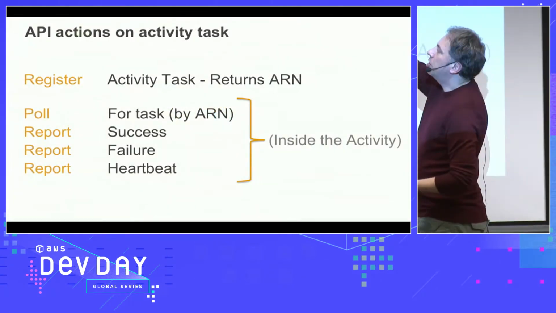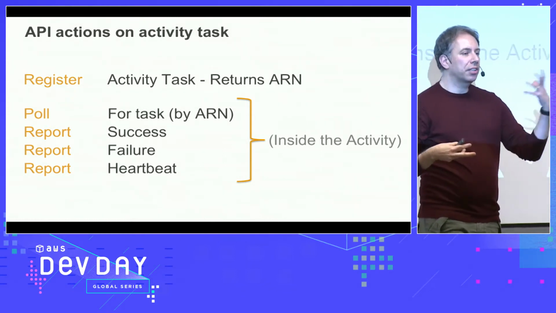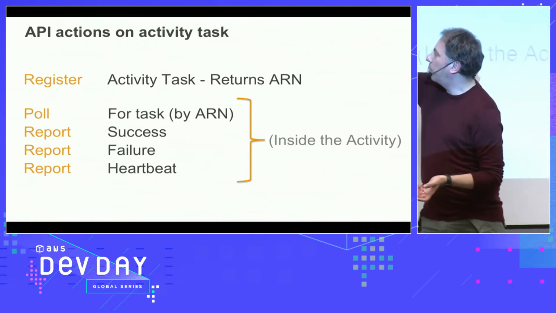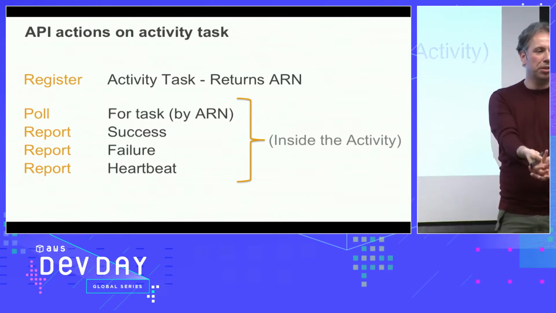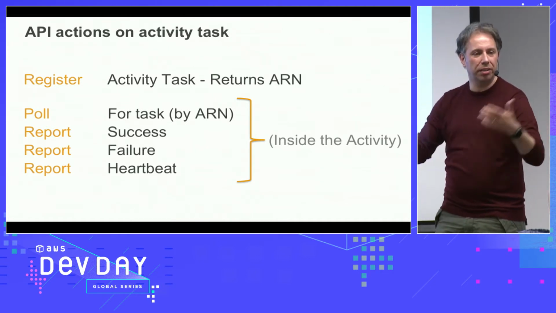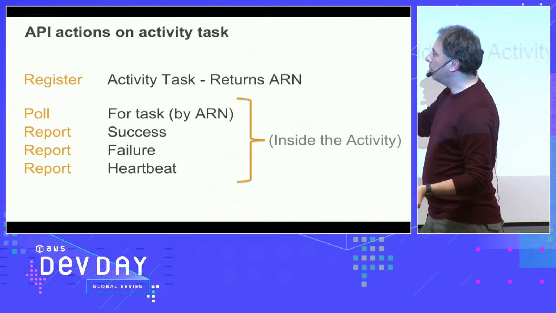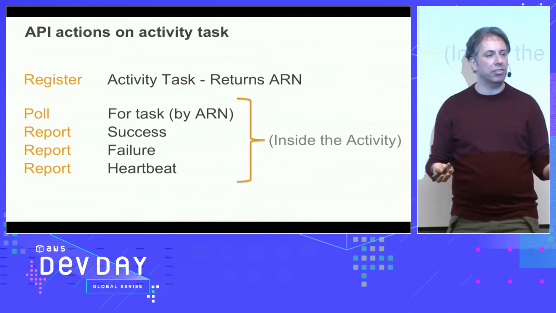So basically, you register and create the activity task. Then whenever the code of the activity is running, you just poll for a task. And if there is a task to be done, we will give the input state to this task. Then the code can run in your data center on an EC2 instance whenever you want. And then you have an API to report the success or the failure of this activity.